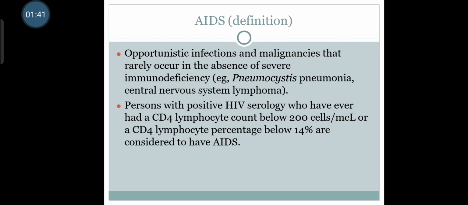A person with positive HIV serology who has ever had a CD4 lymphocyte count below 200 cells per microliter, or a CD4 lymphocyte percentage below 14%, is considered to have AIDS. That is, in HIV AIDS, the CD4 cell count goes down because of the destruction of the CD4 lymphocytes by the HIV virus. Hence its count goes below 200 cells per microliter or below 14 percent, so the person is said to have AIDS.